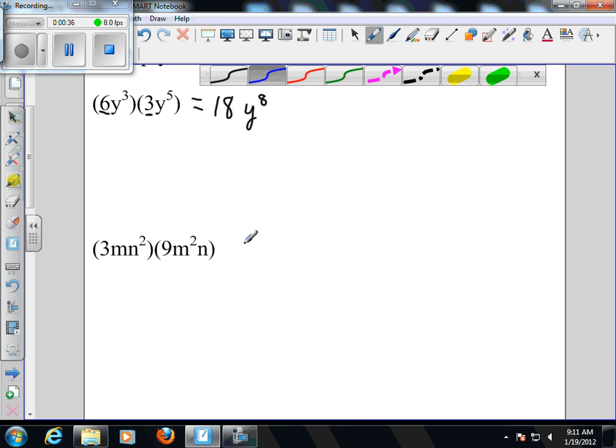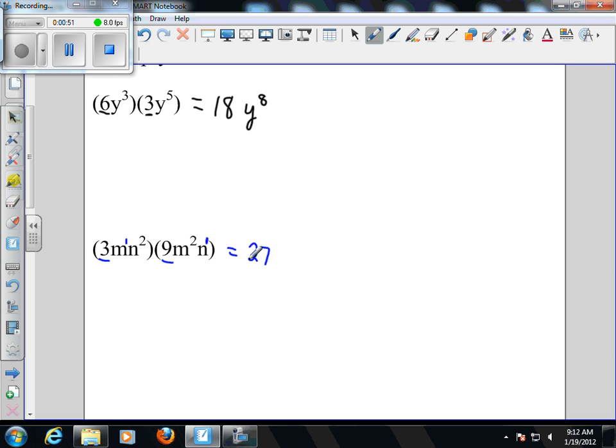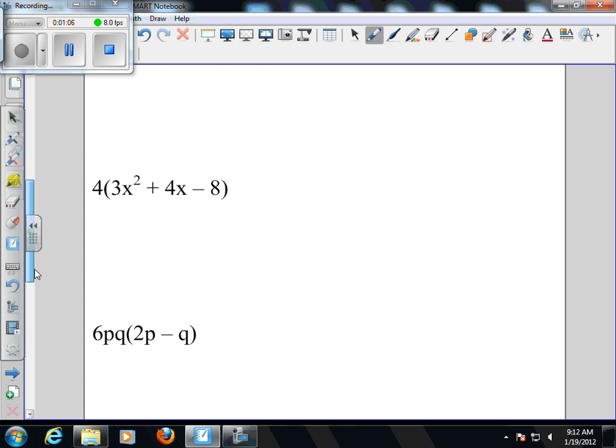We have 3mn squared times 9m squared n. If it helps you to put exponents of 1 on the m and n, go right ahead. Again, we're going to just multiply the 3 and the 9, so we get 27. M to the first times m to the second, we add the exponents to get m to the third, and n to the second times n to the first, we get n to the third power. So we end up with 27 m to the third n to the third.